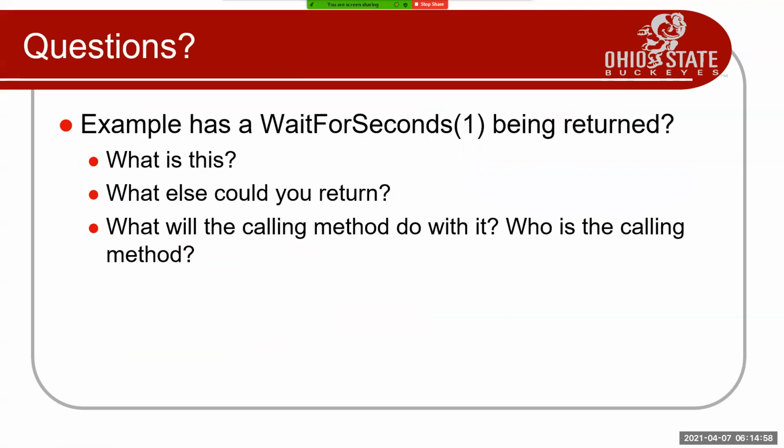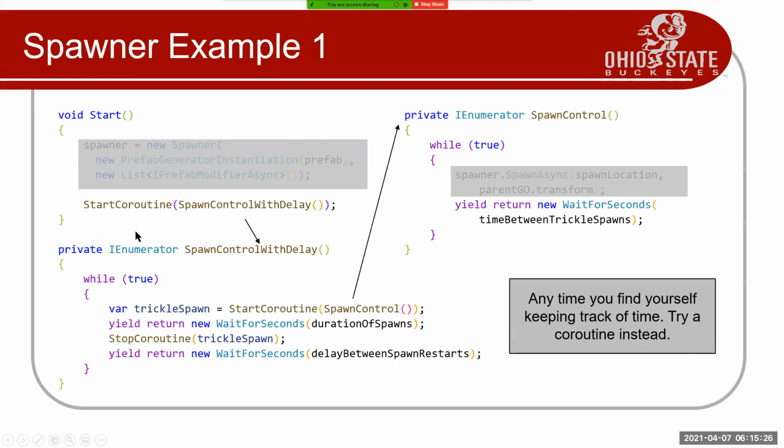Okay, some questions that I was asked on this is, what can we return? So we have wait for seconds. We also have null. What is this new wait for seconds? What is being returned? Well, the way to think about this, and could I return something else? Could I return floats? Could I return game objects? The way to think about this is, it's supporting this IEnumerator interface, which is a non-generic version.